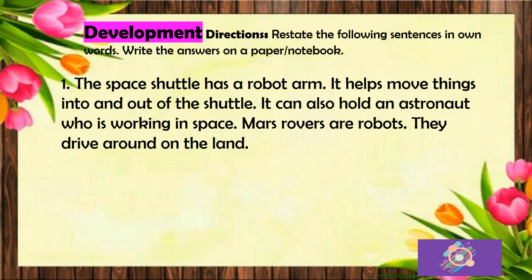First, the space shuttle has a robot arm. It helps move things into and out of the shuttle. It can also hold an astronaut who is working in space. Mars rovers are robots. They drive around on the land.